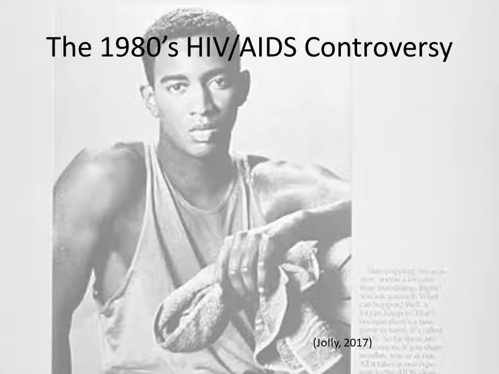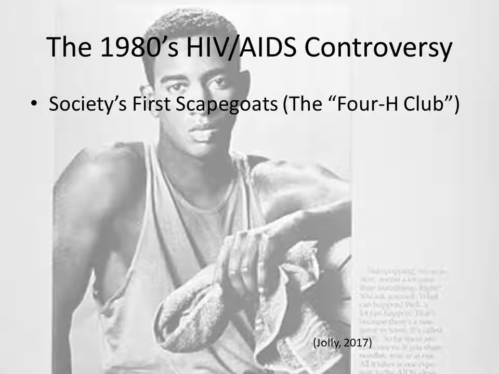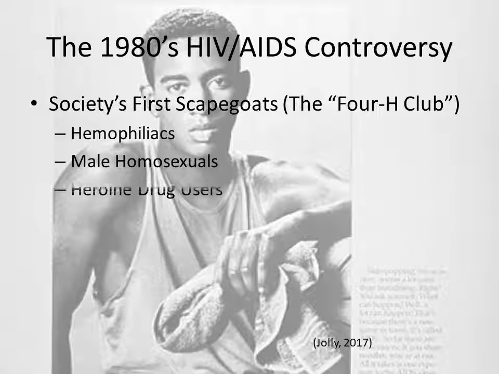The first cases of acquired immune deficiency syndrome were reported in 1981, but it had been occurring unrecognized for 4 years before it was properly identified. When this happened, the media deemed these people what is known as the 4-H Club. The 4-H Club consisted of hemophiliacs, male homosexuals, heroin drug users, and Haitians.